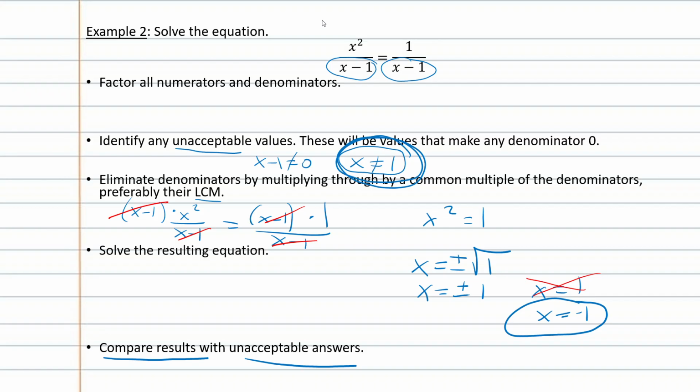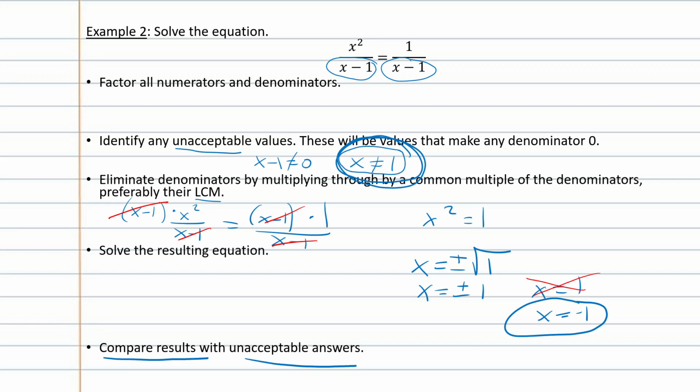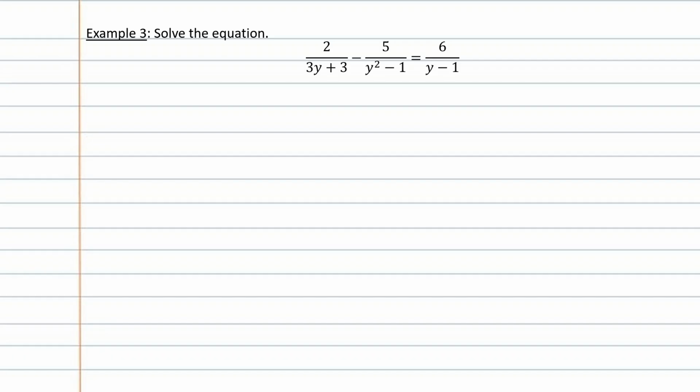Now let's go on to the next one. All right, let's click to the next one. All right, example 3. Now, I don't have the whole solution part written out. We're going to follow the same kind of outline. We're going to factor the numerator and denominators, identify any unacceptable values, eliminate the denominators by multiplying by the LCM, and then solve the resulting equation, and then check any of the unacceptable values.